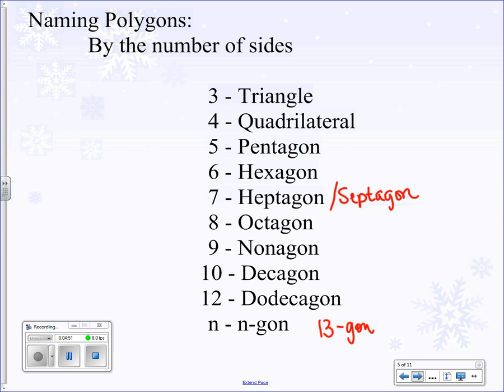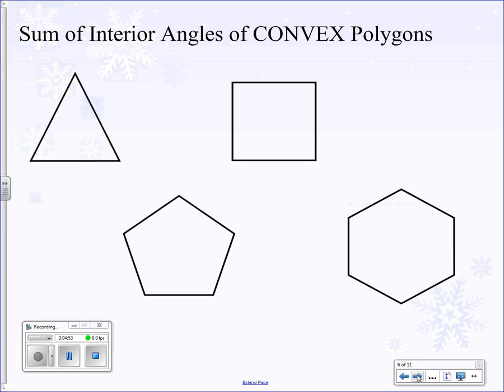Okay, so here's the new information. We want to look at the sum of the interior angles of convex polygons. Whether they are regular or not, they follow the same rule. So let's start with what is the sum of the interior angles of a triangle? We've talked about this several times in class, and we know that all three angles of a triangle add up to 180 degrees. So if that's our baseline of information, can we use that for other polygons?